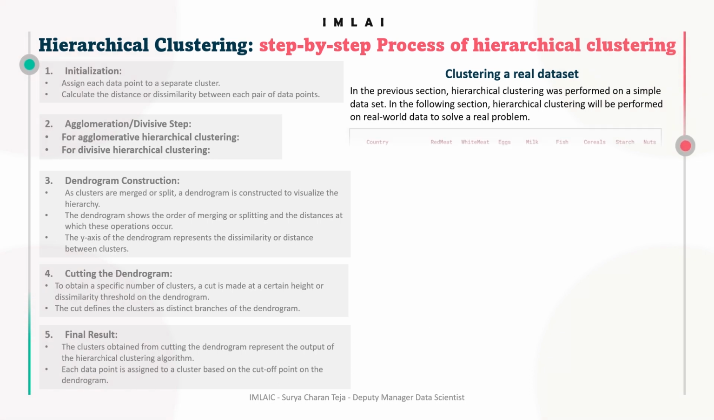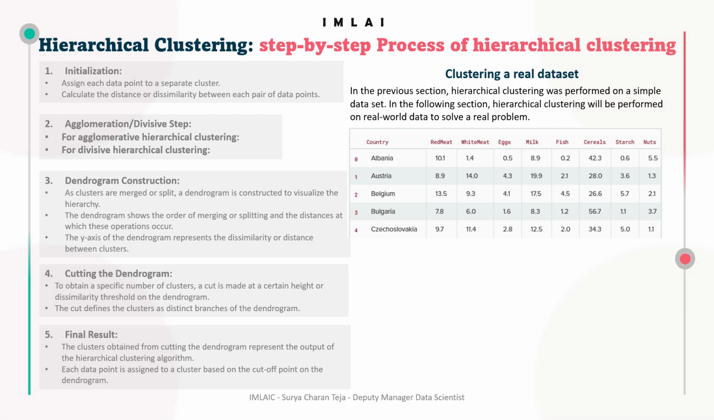GitHub. This is the data set, and it's a protein data set. It's related to which country is consuming protein from what type of food, whether it's from red meat, white meat, eggs, milk, fish, cereals, starch, or nuts. Albania and the other countries are our entities, and what you see are the features or attributes of the data set. Each cell conveys certain information.